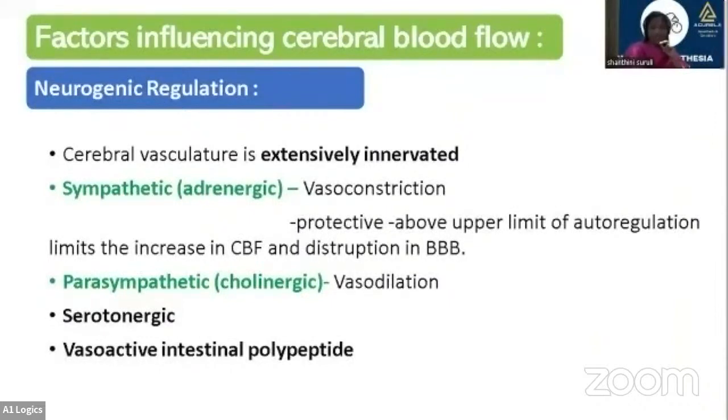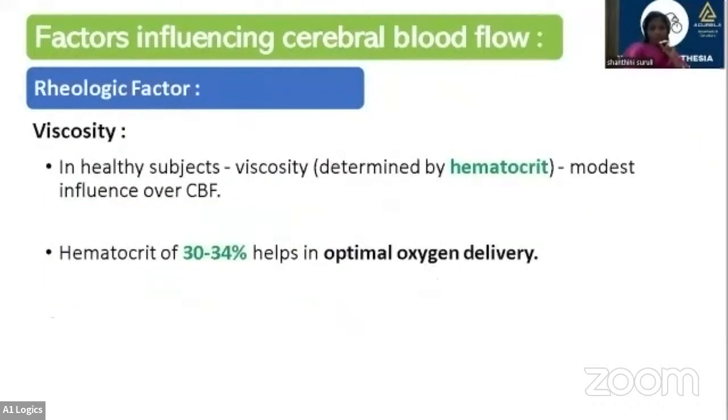Coming to neurogenic regulation, the cerebral vasculature is extensively innervated by sympathetic, parasympathetic, serotonergic, and vasoactive intestinal polypeptide fibers. The sympathetic causes vasoconstriction, which has a protective role above the upper limit of autoregulation because it limits the increase in cerebral blood flow. And beyond a further point, it causes disruption in the blood-brain barrier.